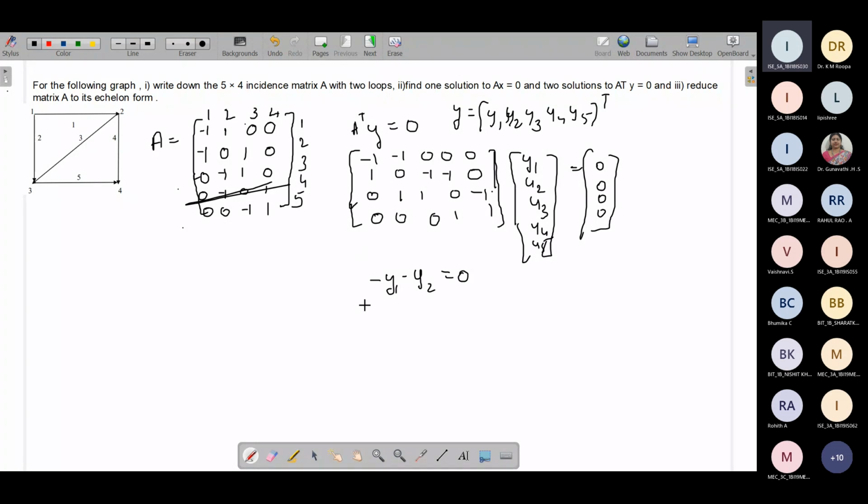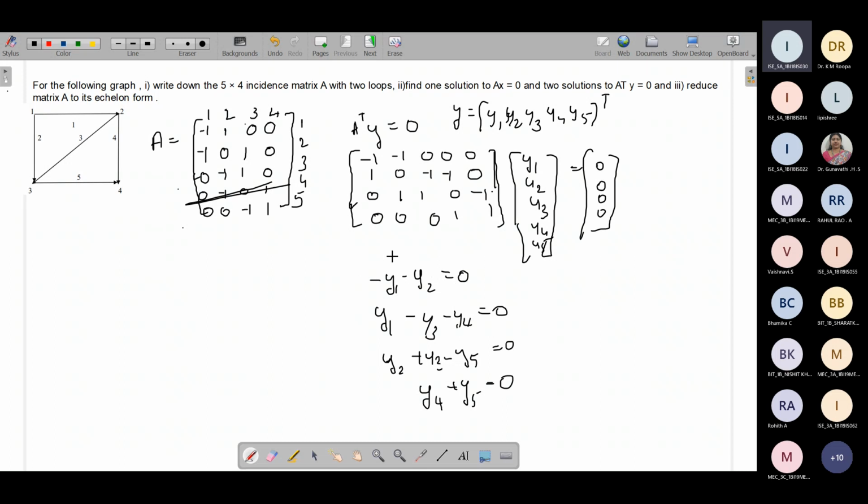For the second row, it will be y1, again we can see minus y3 minus y4 is equal to 0. Again, for the third row, y2 plus y3 minus y5 equal to 0. Again, for the fourth row, it is y4 plus y5 equal to 0. So these are the equations we get. Now these 4 equations we have to solve and get the values.